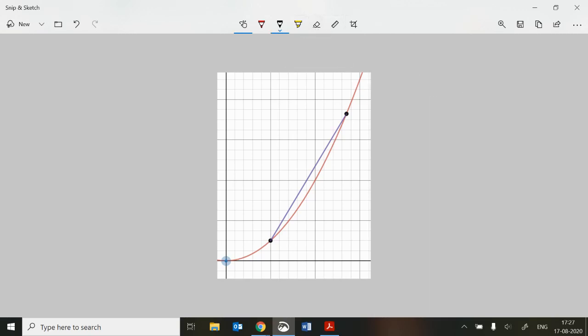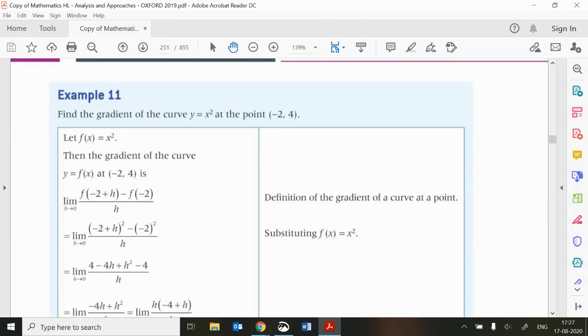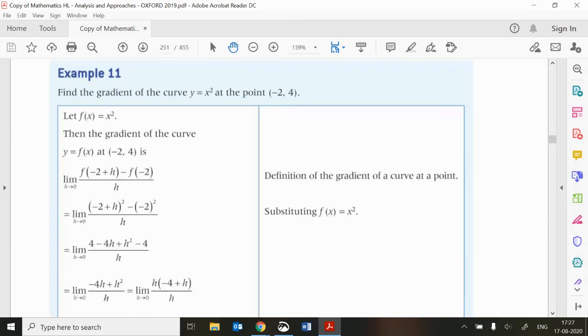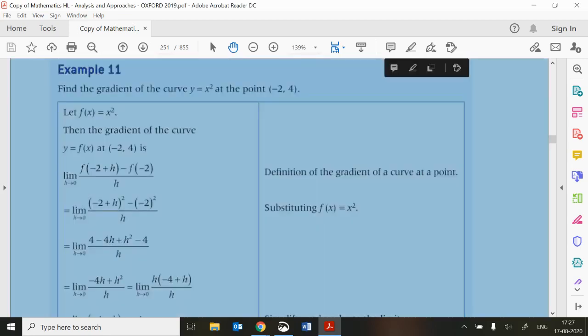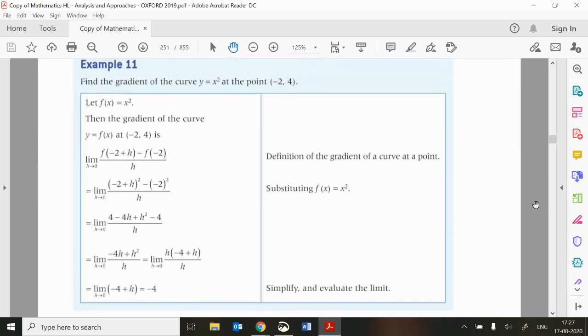Okay, so let's look at the book, and let's see what they've done there. So they've actually said, look, let's find the gradient at the point -2, 4 in the book here. Okay, and you can see that they've done that using the particular point A, whereas I did it with the general point x, x squared. So you can obviously do this for particular points as well, but I'm not going to do it for this particular point.